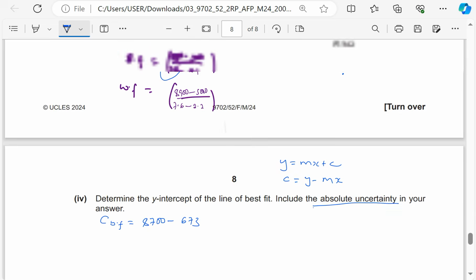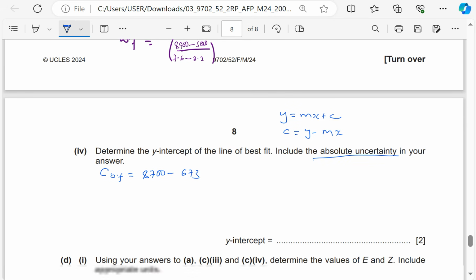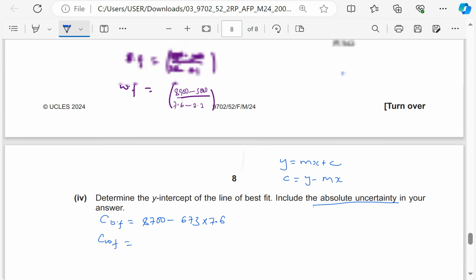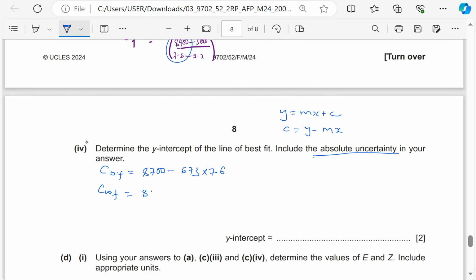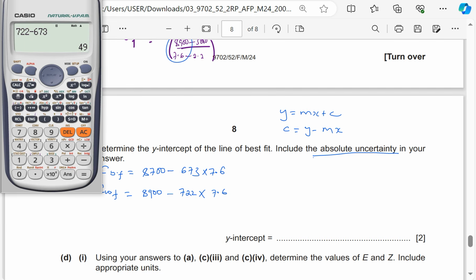Then times the X value, which is 7.6. Then for the worst fit, C worst fit is going to be the Y value. For the worst fit, I will take this pair of values. So this is going to be 8,900 minus the gradient, which was 722 for the worst fit, times the X value, which is 7.6. So I have 8,700 minus 673 times 7.6.